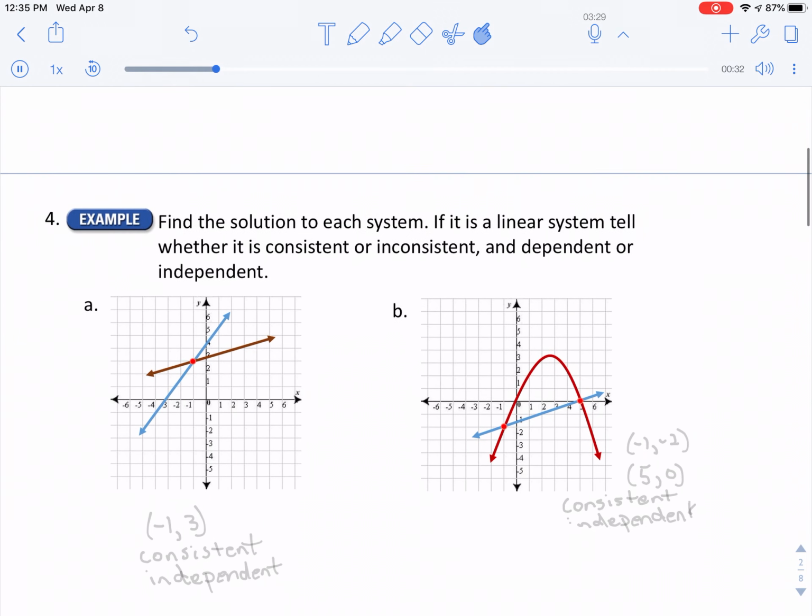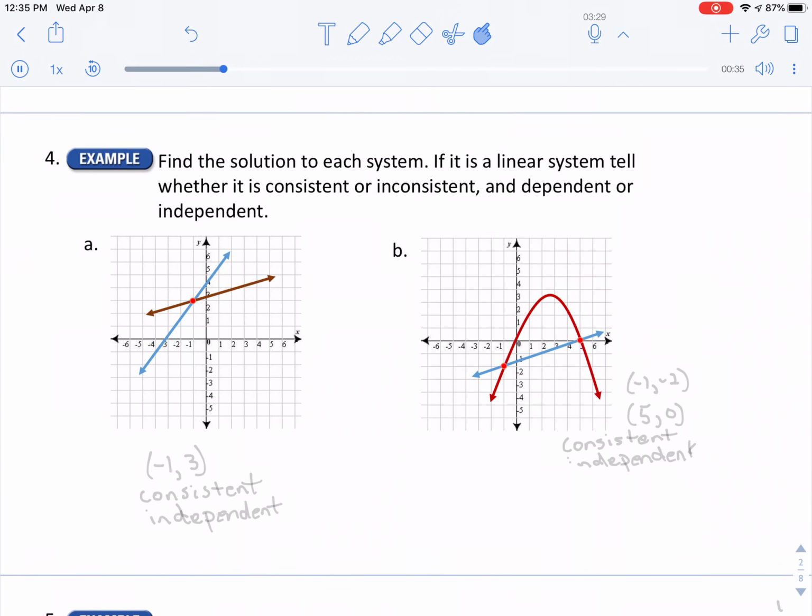Find the solution to each system. If it is linear, tell whether it is inconsistent, consistent, dependent, or independent. For the first one, the actual solution is that red point where the two lines intersect. So the solution is the ordered pair (-1, 3). There's the solution. Now, since there's one solution, this system is consistent and independent.